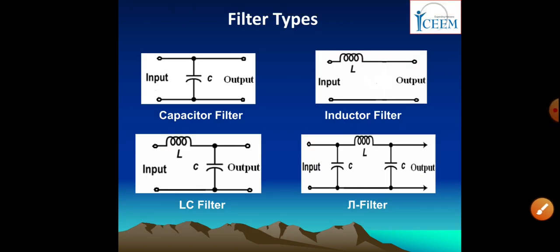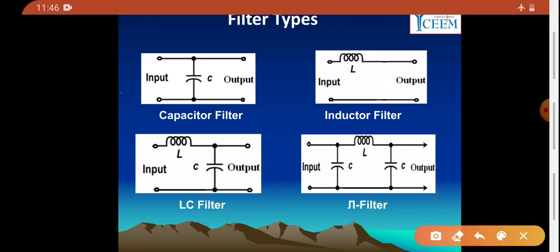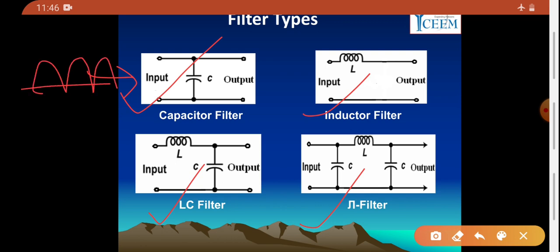There are four types: capacitor filter, inductor filter, LC filter, and pi filter. Okay, capacitor filter, you can see what will be the input to this filter. Input will be the output of the rectifier, half wave or full wave, you can give the output of either.